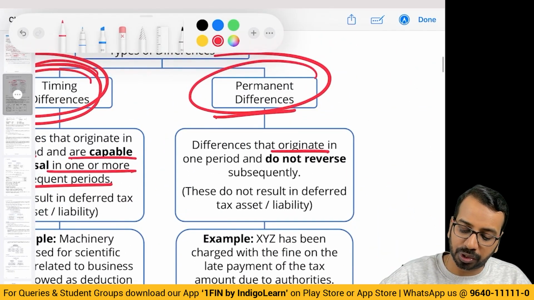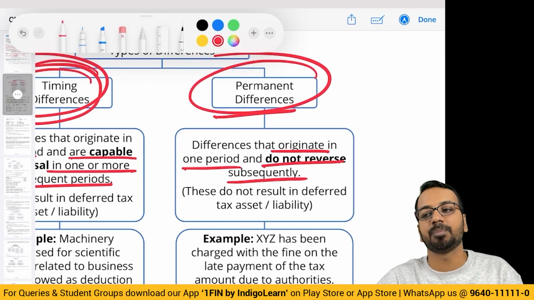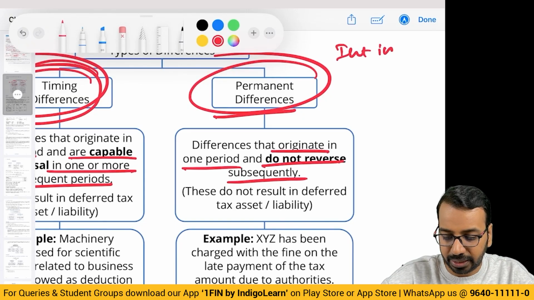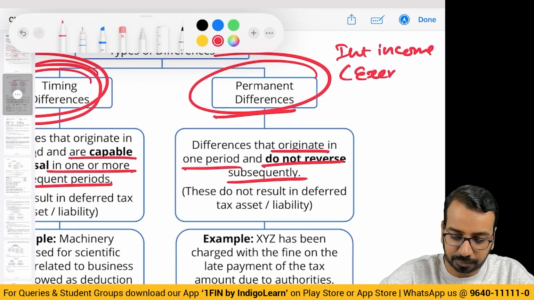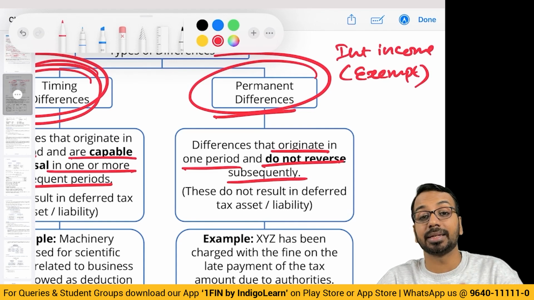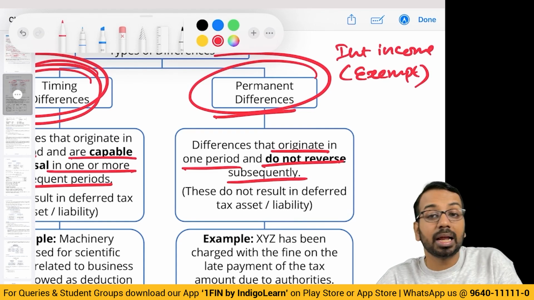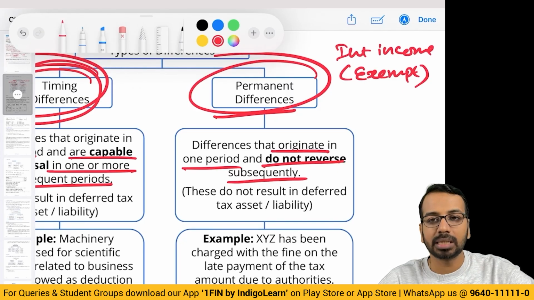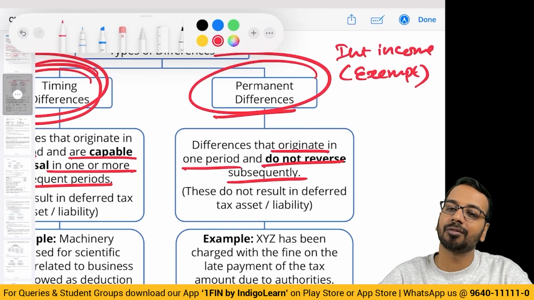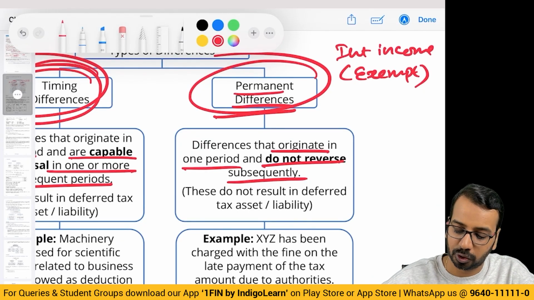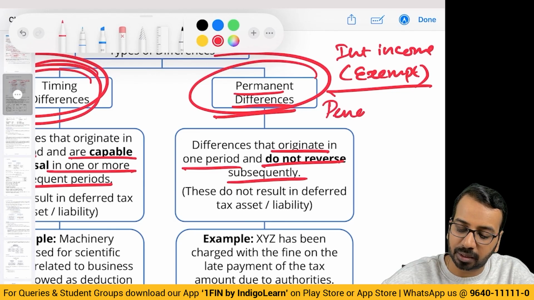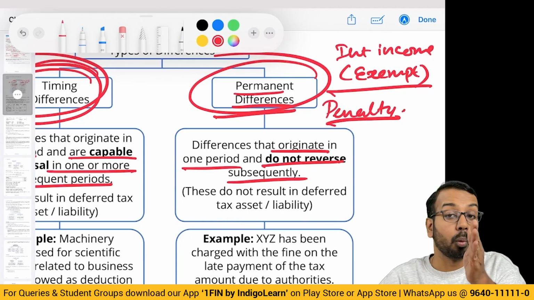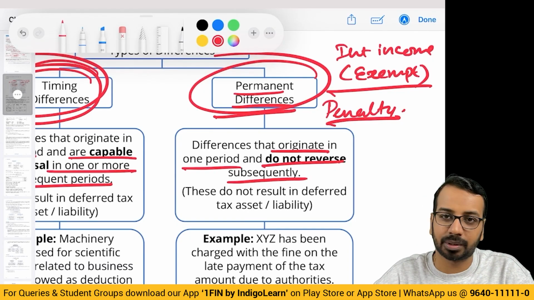Permanent differences are those which originate in one period and do not reverse subsequently. What is the meaning of this? There is a difference. For example, interest income exempt. Now, interest income exempt, will I show it in the books? Yes. Will I consider it for tax purpose? No. So, it creates a difference. But this difference, once created, will never ever reverse in the future. That is called a permanent difference. So, that is one. Another example could be if there is something in the nature of a penalty, etc., which is disallowed under section 37, then once disallowed, it will never be allowed. That is also a permanent difference.